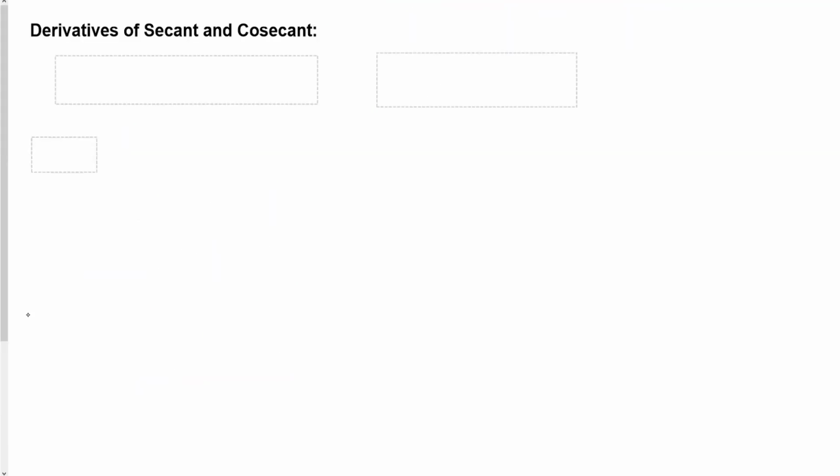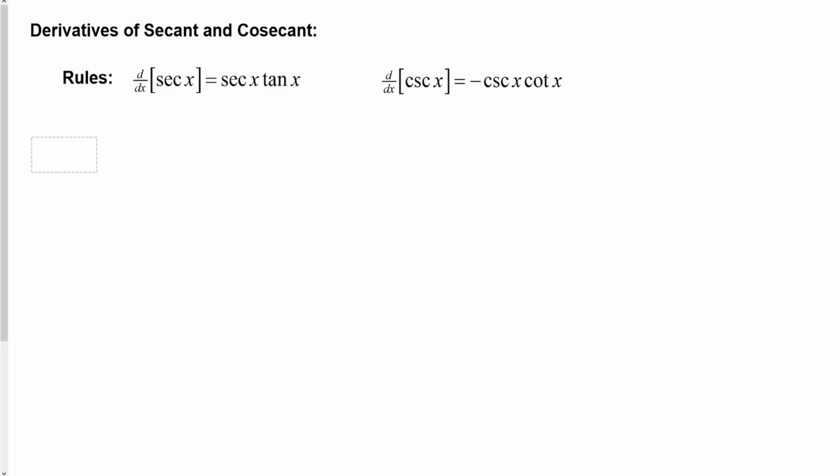Now we're on to the derivatives of secant and cosecant. And similarly to tangent and cotangent, these aren't just simply derivatives of each other, but the rules are this. The derivative of secant x is the secant of x times the tangent of x, and the derivative of cosecant of x is the negative cosecant function times the cotangent function.